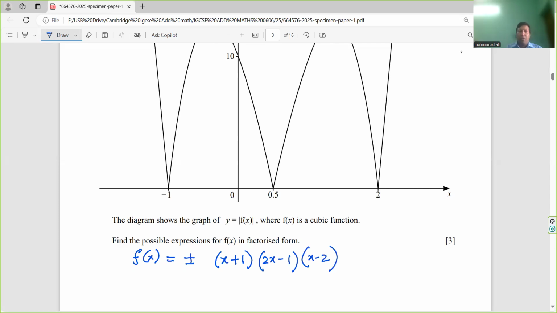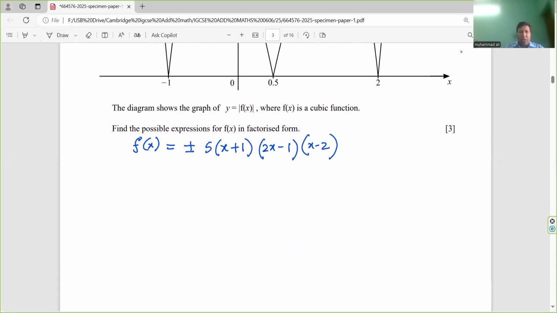But one thing we have to remember, the curve passes through 10. So here it will be 5, because 5 times 2 is 10. On the y-axis, x value is 0, so it passes through 10. But one thing, why is it plus or minus?